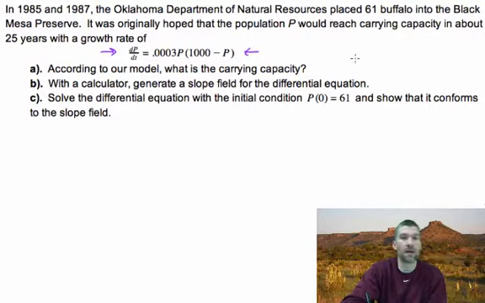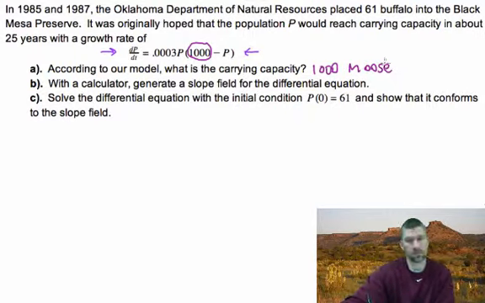Number one, according to our model, what is the carrying capacity? And in that case, the carrying capacity is always this number right here. So the Black Mesa Preserve will hold 1,000 meese, or mooses, or plural of moose.